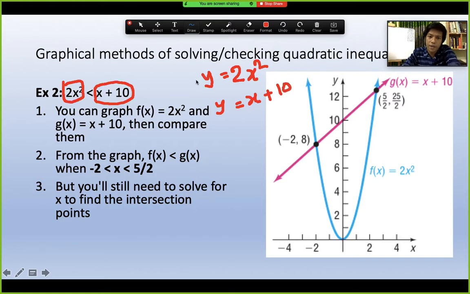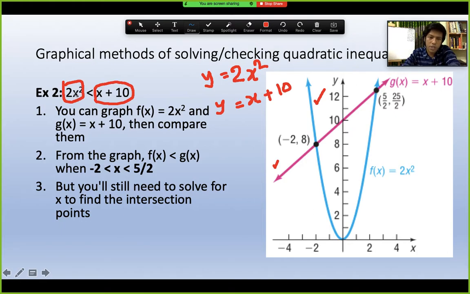Then what we have done here is, of course, this is just taking a little bit of extra time. The graph of y equals 2x squared is this one. The graph of y equals x plus 10 is this one, and they will intersect at some point. This point and this point, they are intersecting here.